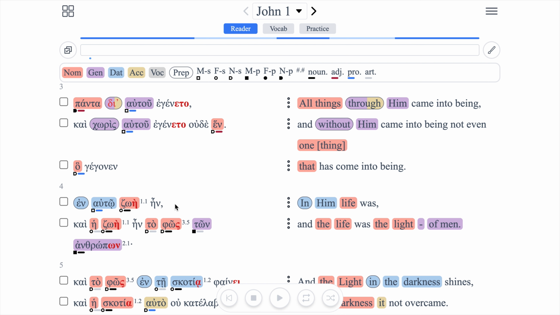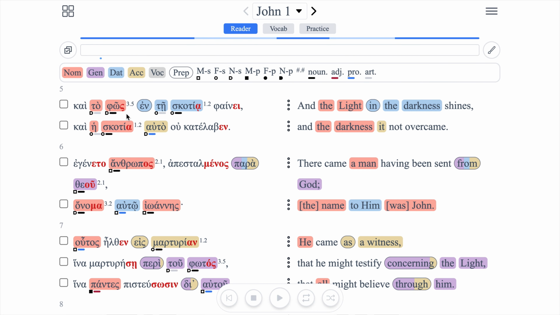In 4, we have a dative after its preposition, and then the subject, which is correctly nominative. Here we have another predicate nominative, where the light is a renaming of the life through a to be linking verb, en, which is a variant of eimi, to be. And we've seen how anthropos means man, but anthropon means of men.